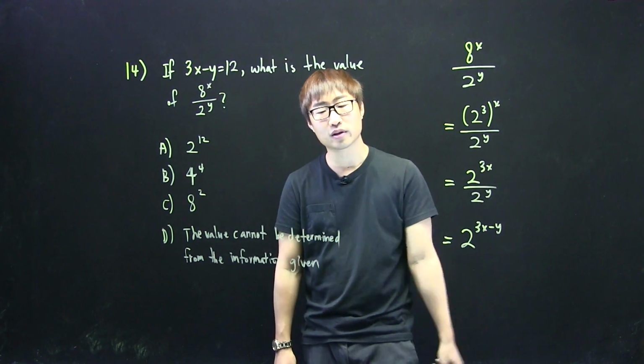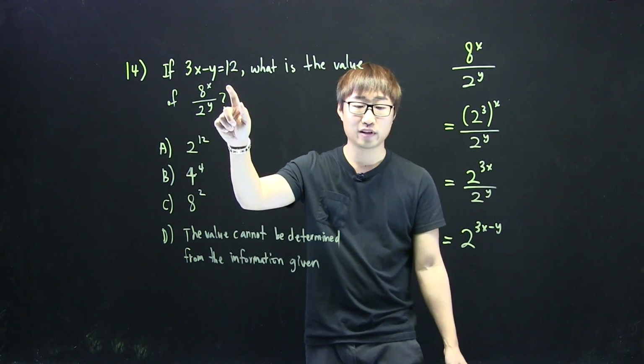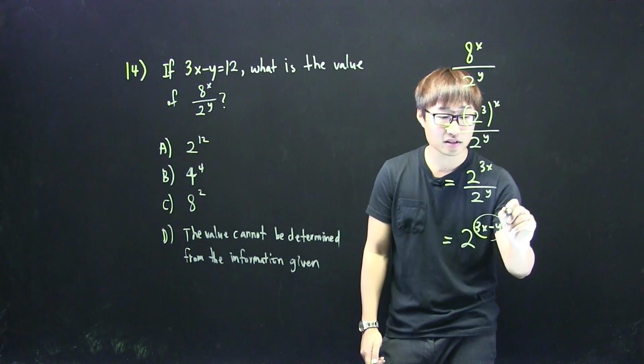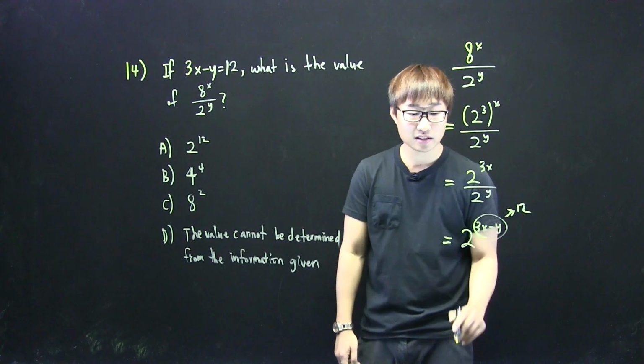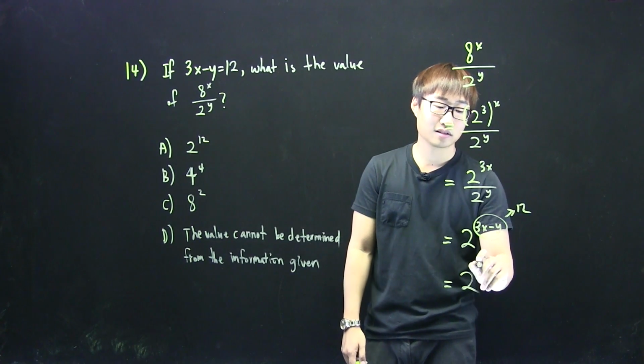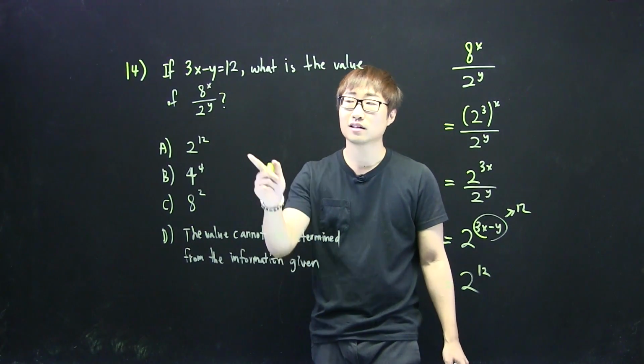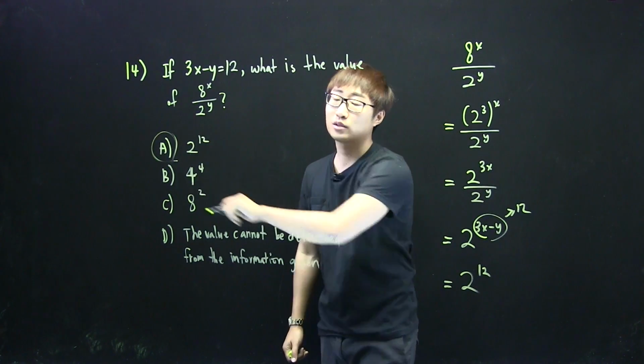Haven't we seen this somewhere? Over here, right? 3x minus y is 12. So aka this whole thing is just 12, right? So what is this now? 2 to the 12 power. Do I see this in my answer choice? Luckily I do. Choice A, right?